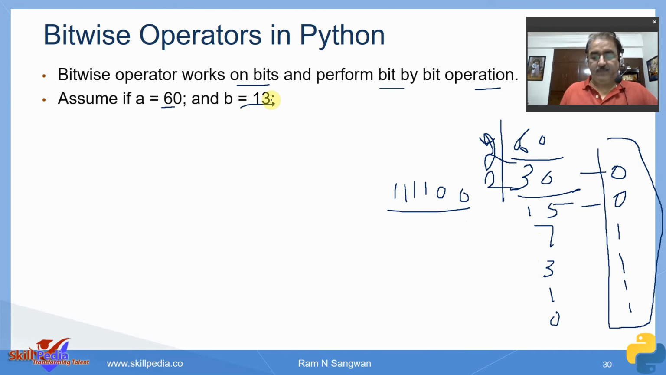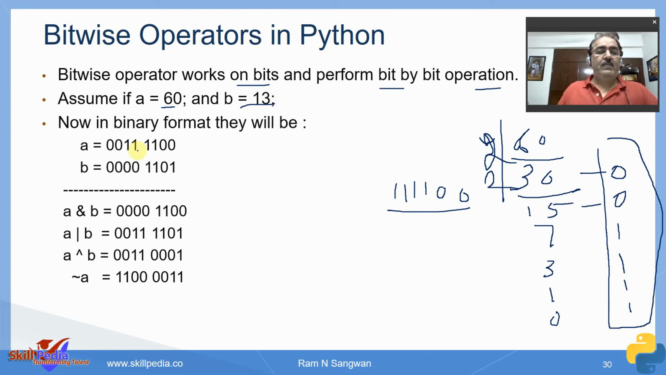And B is 13. If you write additional leading zeros, it is because you are counting how many digits there are. You are counting 8 because you are completing the byte at least. So you are adding leading zeros to complete 8 bits, which makes 1 byte. But our answer was up to here, so we added leading 0s. This is 60. Similarly, this is 13.